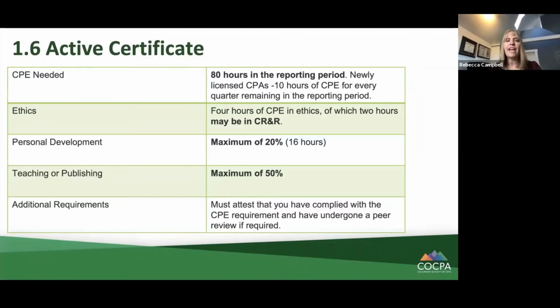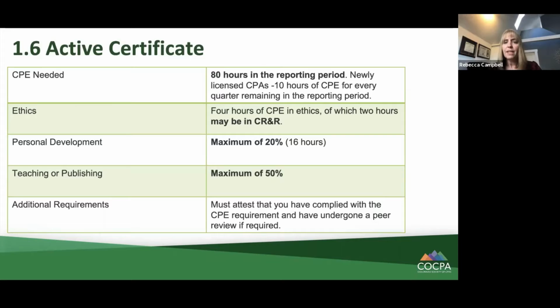All right, so if you have an active certificate, you have to get 80 hours of CPE in the reporting period. I want to draw attention to this next sentence. Newly licensed CPAs have to get 10 hours of CPE for every quarter remaining in the reporting period. The wording in the rules sometimes confuses certificate holders. I get a lot of questions about whether you have to get 10 hours of CPE every quarter in the reporting period, and you do not have to do that. You could get all 80 hours in December. You could sit down the last 2 weeks of December right before the deadline and get all of your CPE that way if you wanted to.